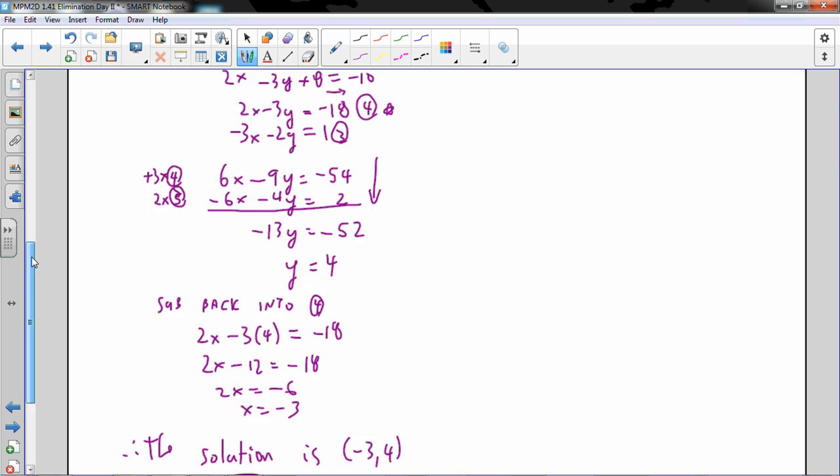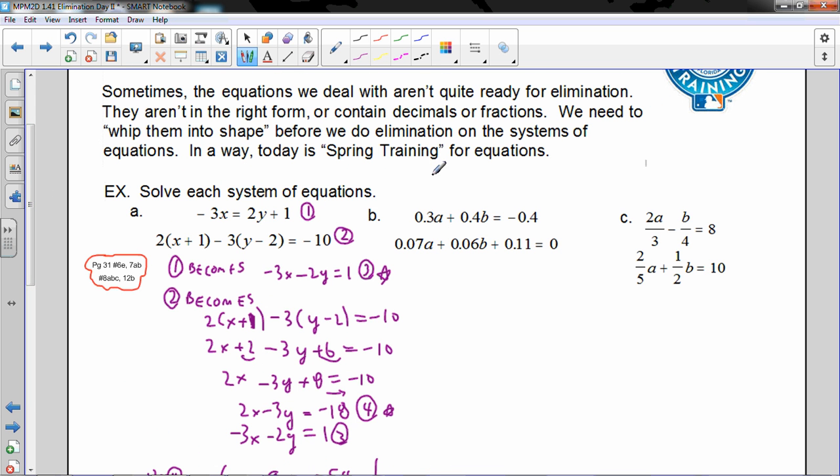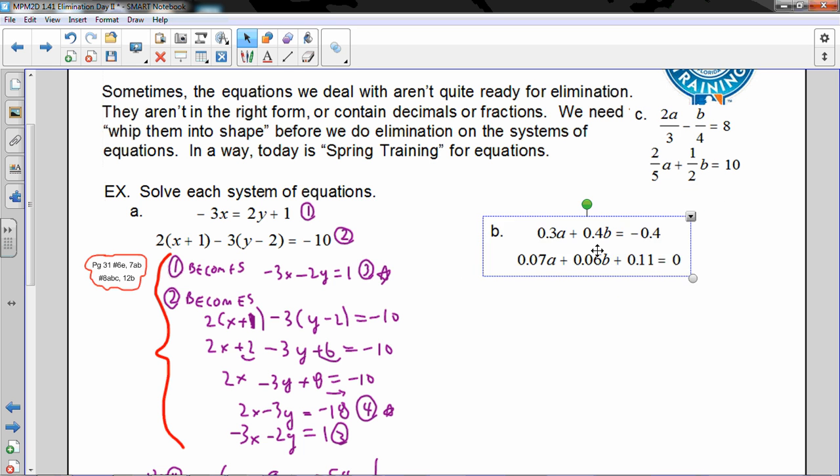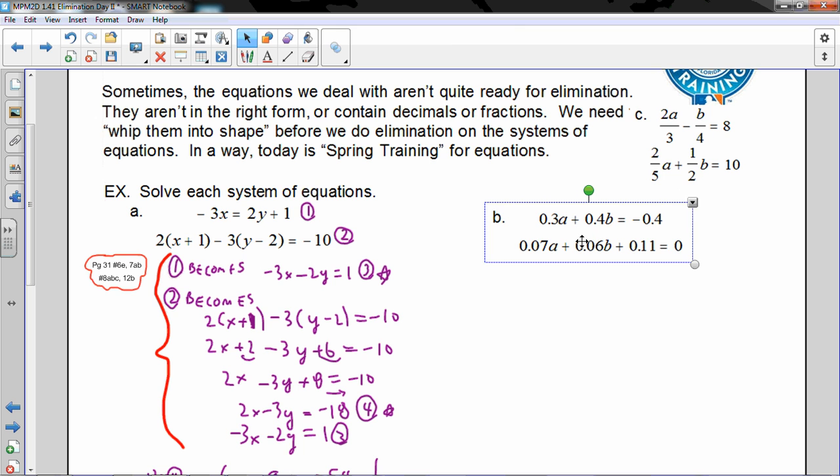So what's new about this? And the new stuff is this business right here. This is sort of the spring training, right? Whipping the equations into shape. I'm going to get rid of this one for right now. Just get it out of the way. Probably not enough room on your sheet. You'll probably have to pull in another piece of paper in here.